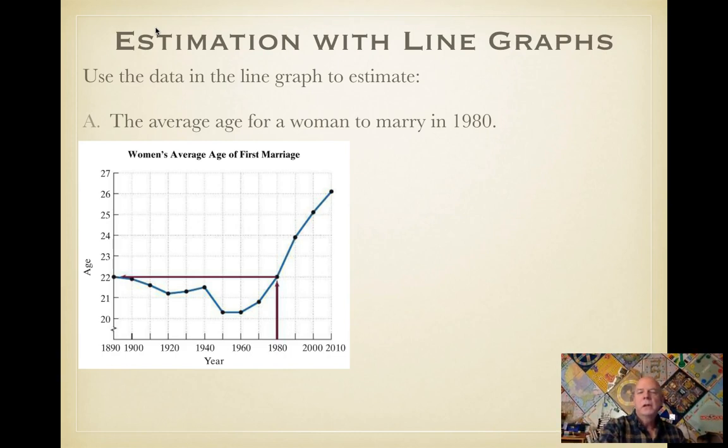1980, we just go up to the line graph here, and the corresponding Y value of that, or the age value of that, was 22. Therefore, the answer to the question comes directly from the graph. We don't need to do a calculation of any kind. The average age in 1980 was 22.